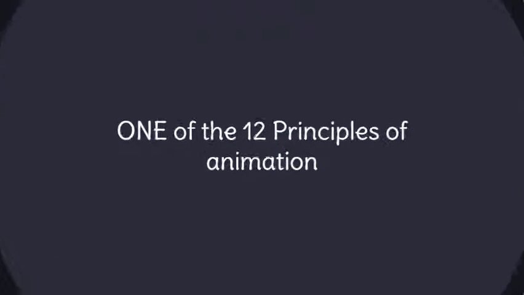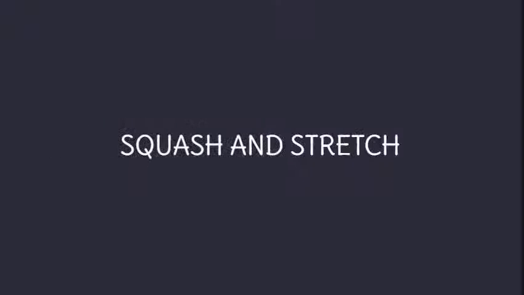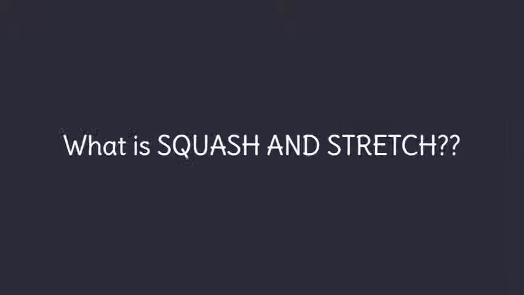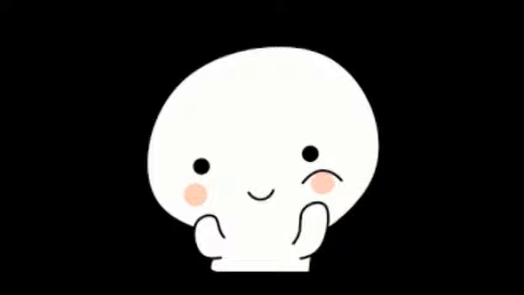Hi, so for today, I'll be talking about one of the 12 principles of animation, which is squash and stretch. So, what is squash and stretch? Squash and stretch is the principle of applying a contrasting change of shape from a squash pose to a stretch pose, or vice versa, to give a feeling of fleshiness, flexibility, and life in animation.